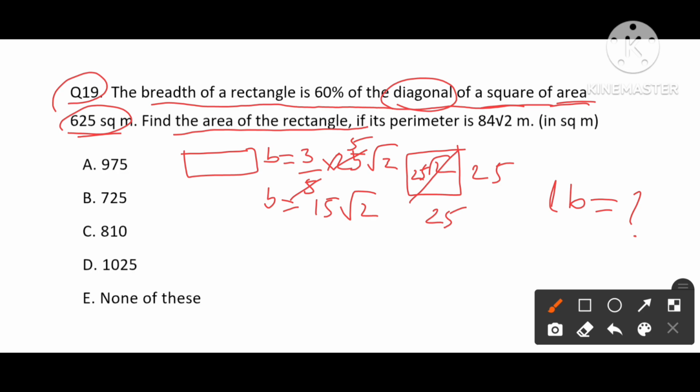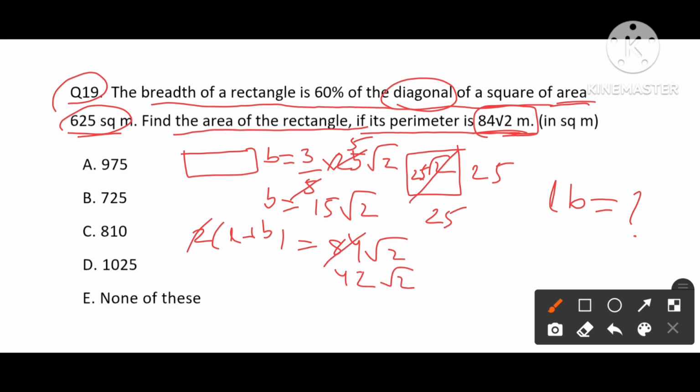To find the length value, it is given that the perimeter of the rectangle is 84 root 2 meters, so 2 into (L plus B) is nothing but 84 root 2. So L plus B is 42 root 2. The B value we already have is 15 root 2. So the L value will be 42 minus 15 root 2, which will be 27 root 2. So we got L and B values, which are 27 root 2 and 15 root 2.